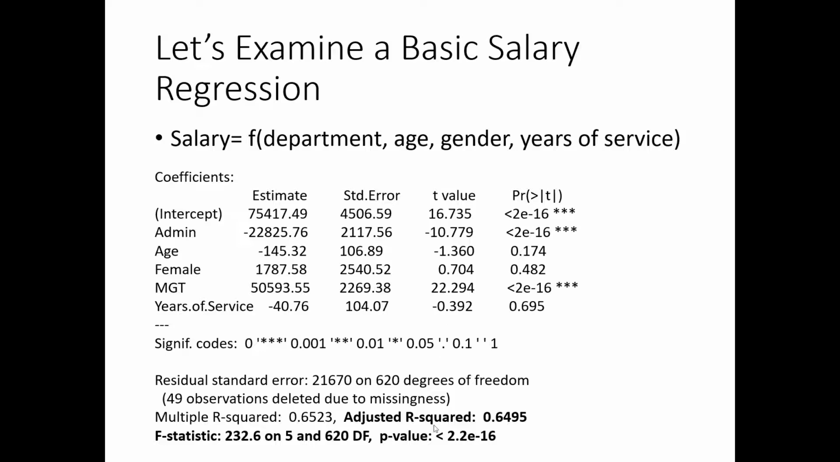Okay. Nevertheless, we see the adjusted R-squared of 0.6495, so 65% of the variation in salary is explained by this model. Pretty good. F-stat, very large, right? And so the p-value on that is very, very small. So the model in its totality is significant. Okay, so that's really good stuff.